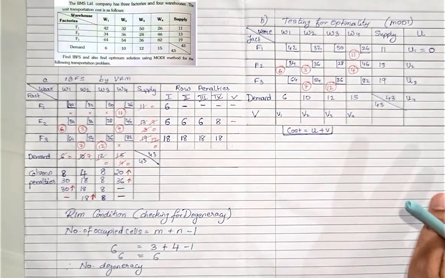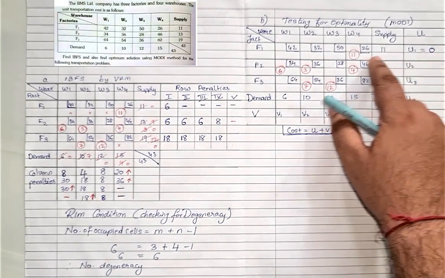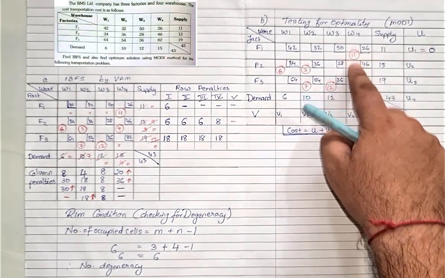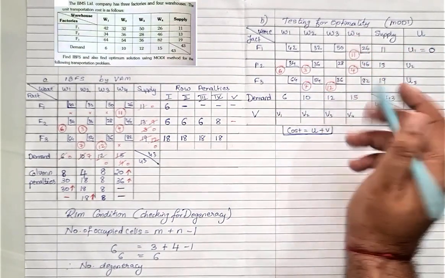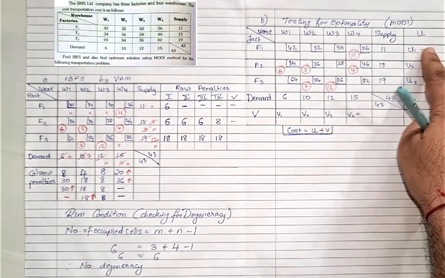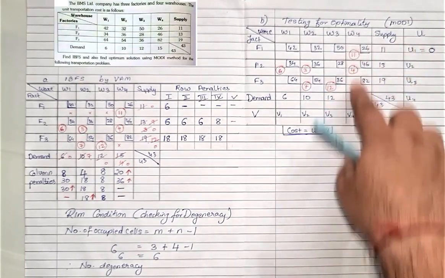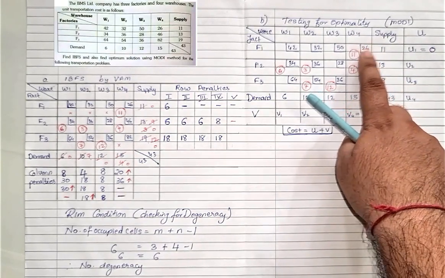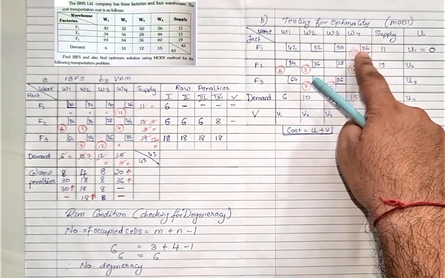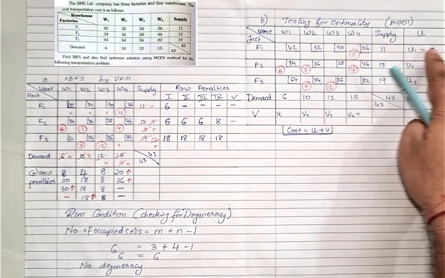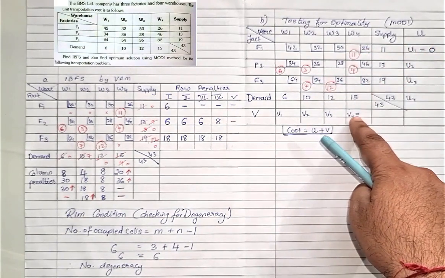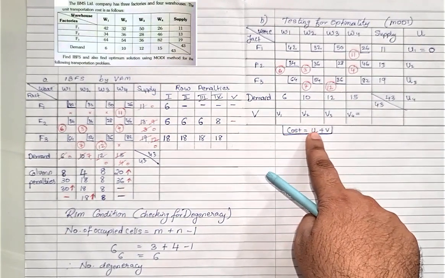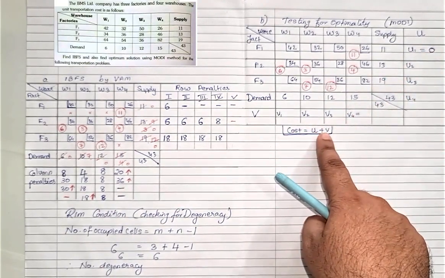Now you only have to go where there are allocated values. Now here it is allocated. So if U1 is 0 and we come down, because this is in the column, we will be able to find V4. U is here, V is here, so in an L shape we need to solve it. So cost is 26. You just have to apply it into the formula. So 26 is equal to 0 plus V. 26 is the cost, is equal to U, which is 0, and V we need to find.